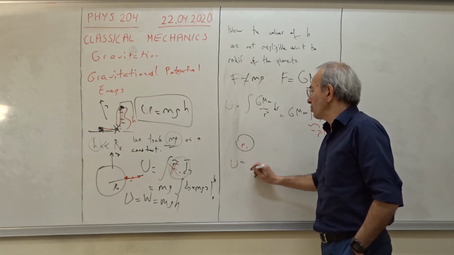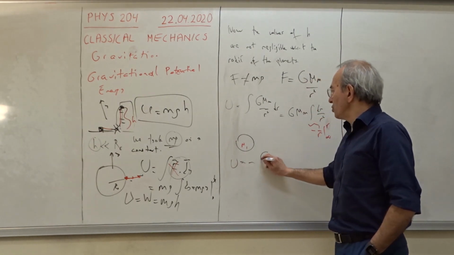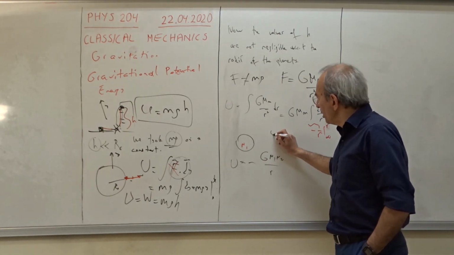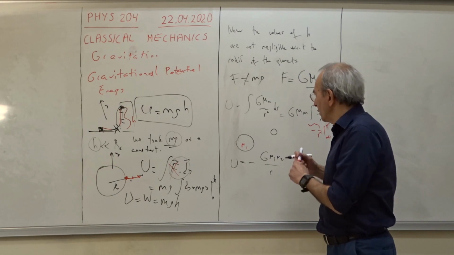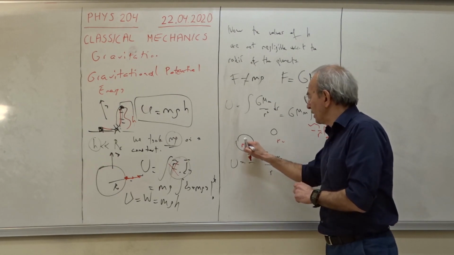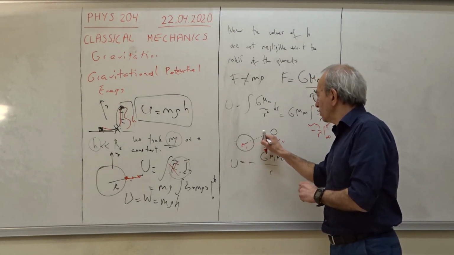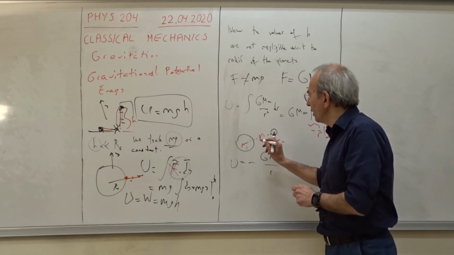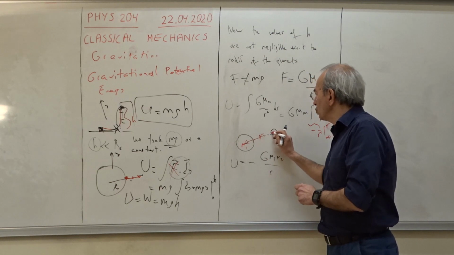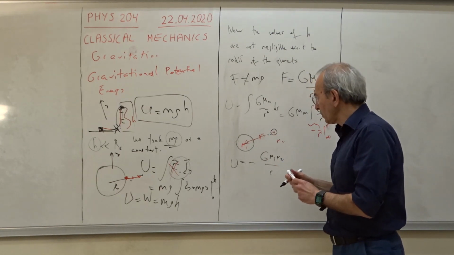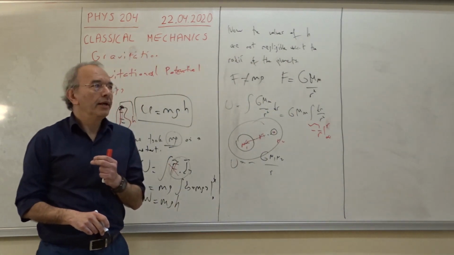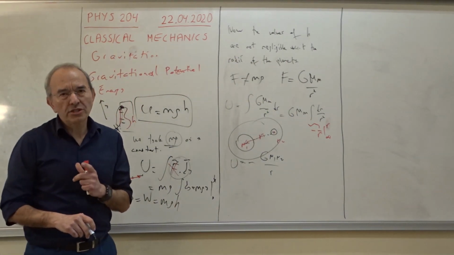This U turns out to be minus G M1 M2 divided by R, if these two objects, M1 and M2, are the masses, at a distance of R from center to center. So this system, consisting of just these two bodies, has a certain gravitational potential energy.